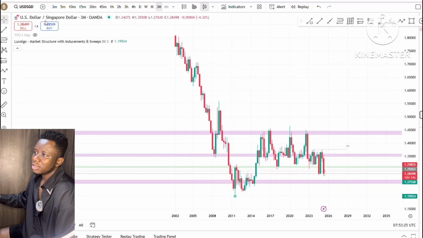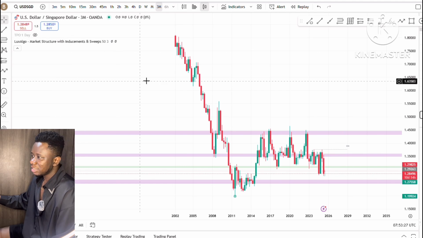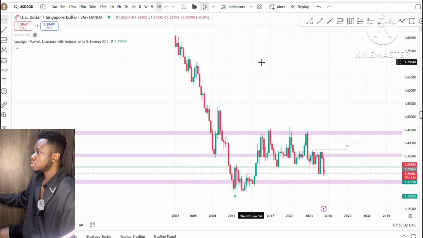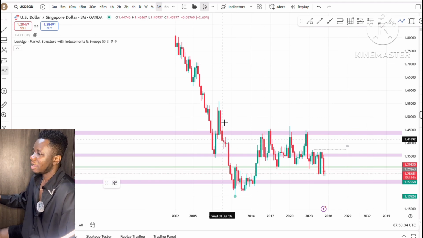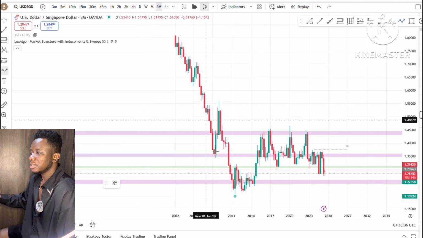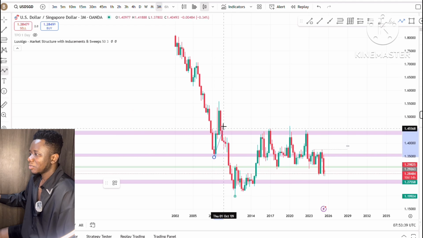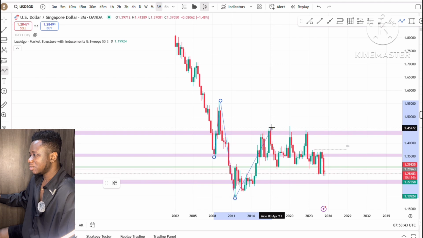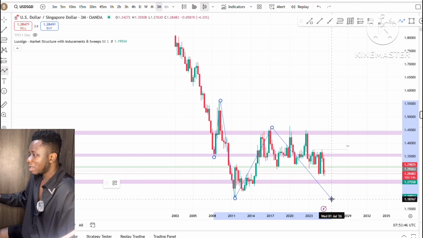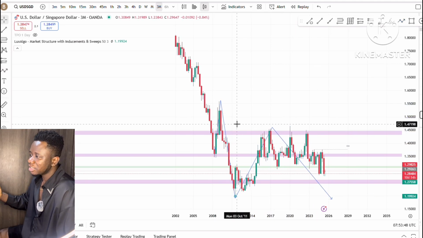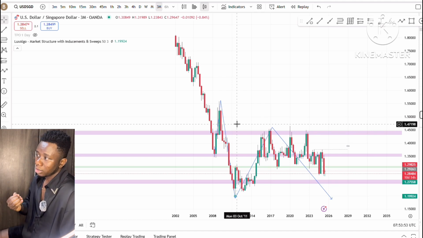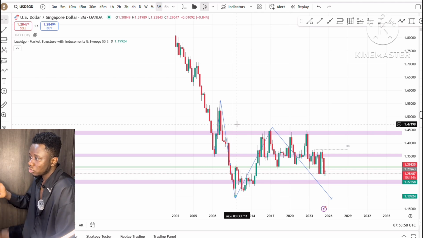This is USD/SGD, the United States dollar against the Singapore dollar. What I'm looking at here is something in the 3 months time frame, and you guys see what I'm seeing here. I'm seeing a bearish structure on the 3 months time frame, based on SMC structure.